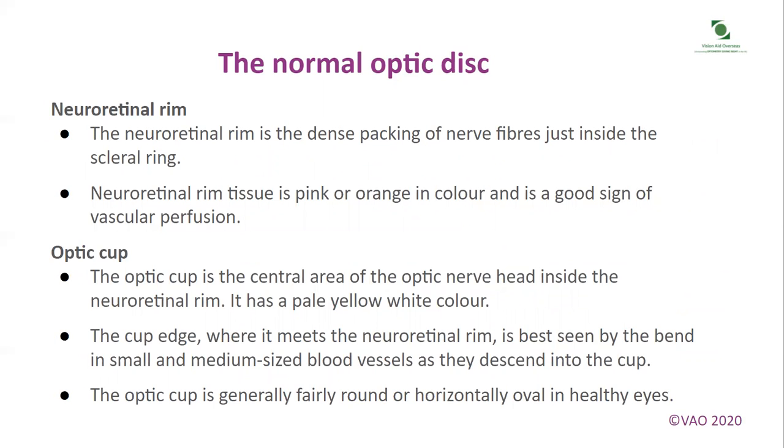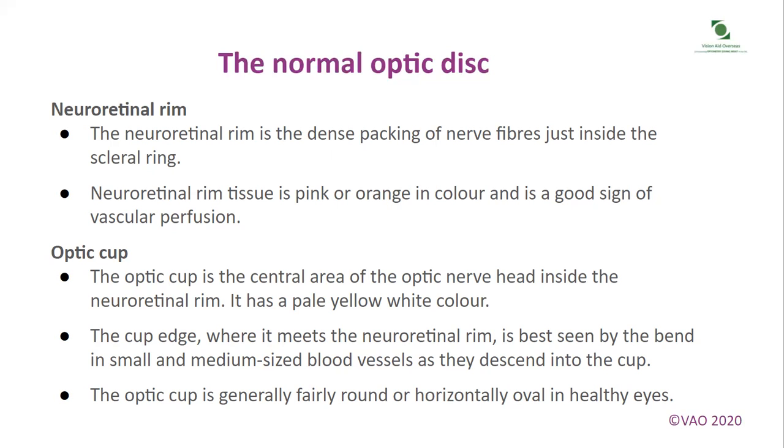The neuroretinal rim is the dense packing of nerve fibers just inside the scleral ring. Neuroretinal rim tissue is pink or orange in color and is a good sign of vascular perfusion. The optic cup is the central area of the optic nerve head inside the neuroretinal rim. It has a pale yellow-white color.